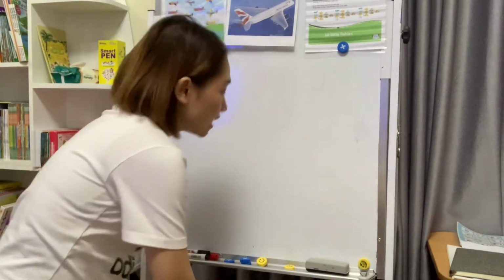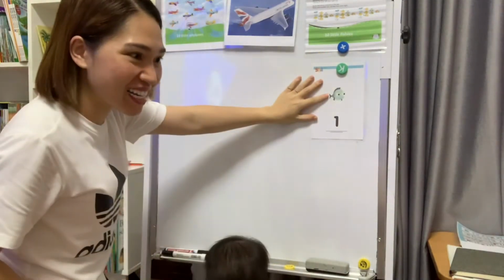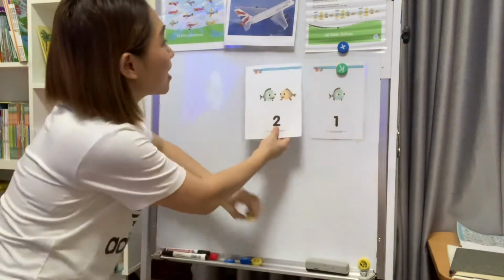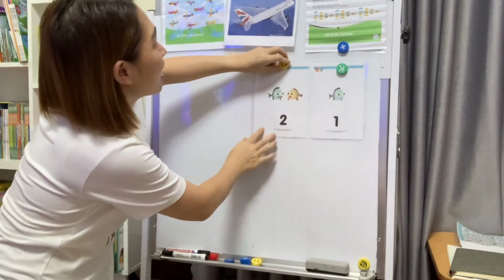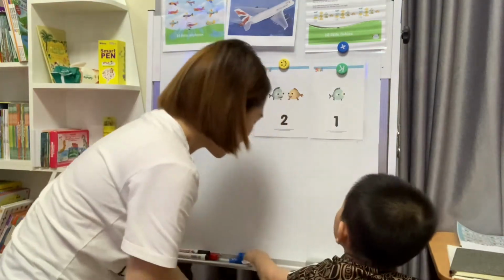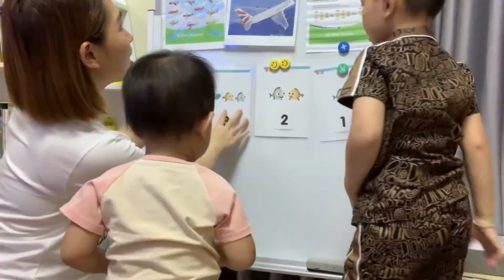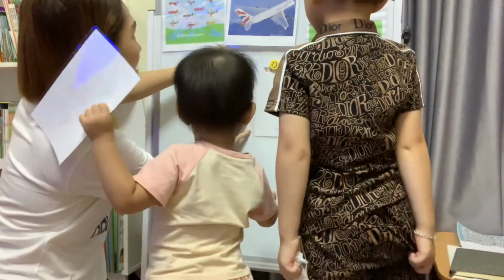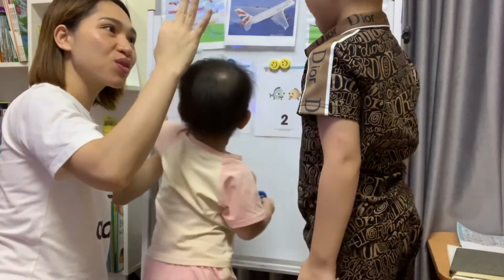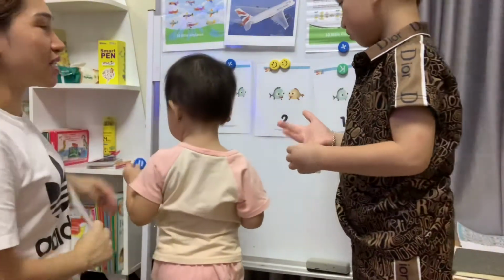One little fish is swimming in the sea. Along came another one. Hi. And then there were two little fish swimming in the sea. Along came another one. And then there were three.